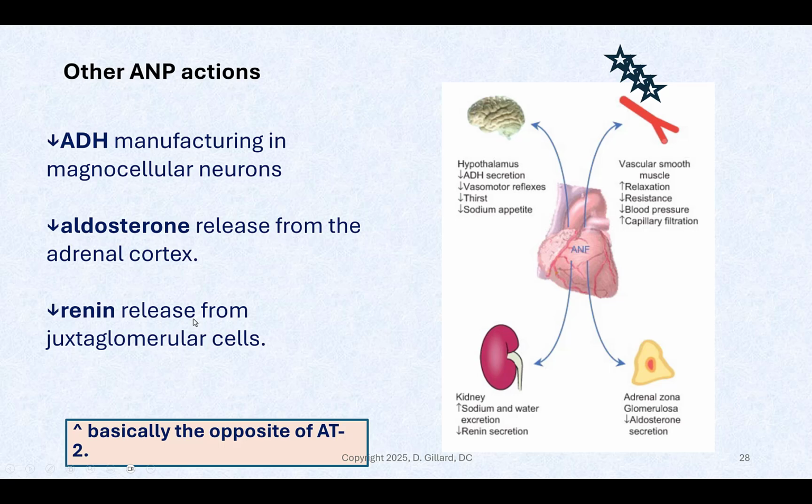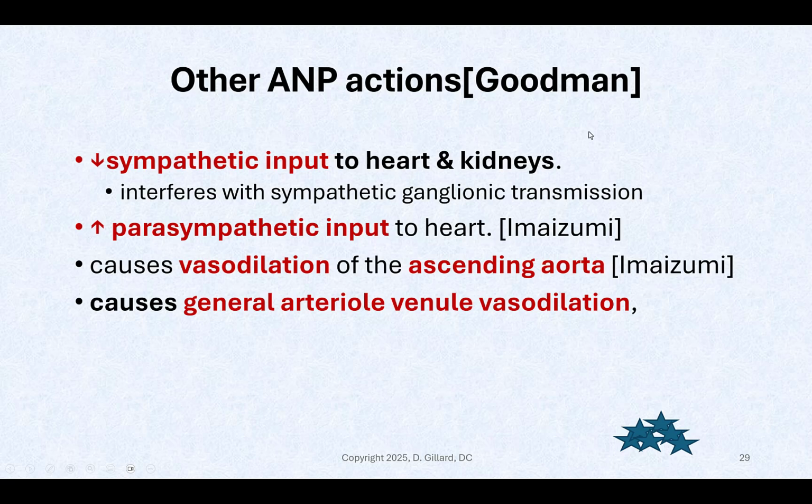It can bind to the afferent arteriole cells, specifically the juxtaglomerular cells, and flat out decrease the production of renin. Because we don't want renin. Renin will try to increase blood pressure. It also can interfere with sympathetic ganglia transmission. So bottom line, it decreases sympathetic input to the kidneys and heart. If you decrease those sympathetics, it would slow the heart rate down.